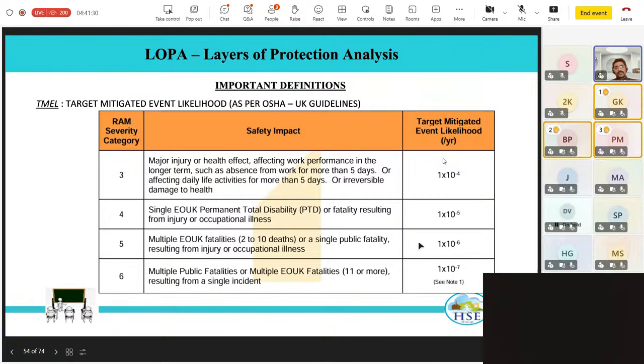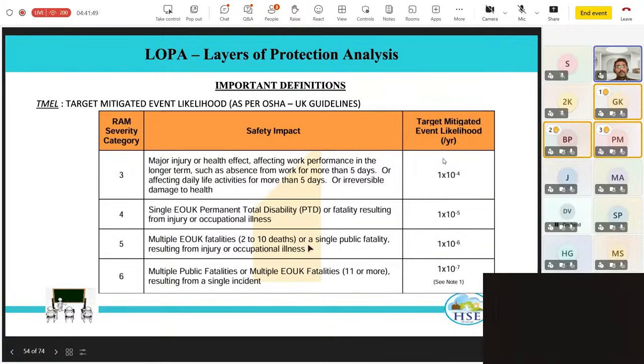There is a single fatality there. So it is 1 into 10 raised to 6. That means 10 raised to 6 per year. That means at least 1 in a million persons should not have this fatality. Like, there should not be more than 1 in a million fatalities in a whole year. That is what it means, to say it simply.